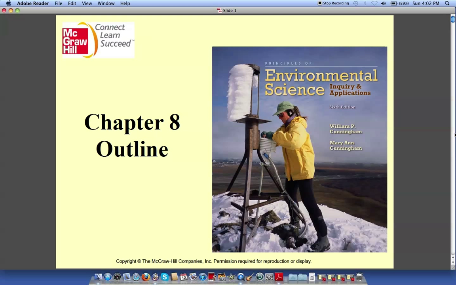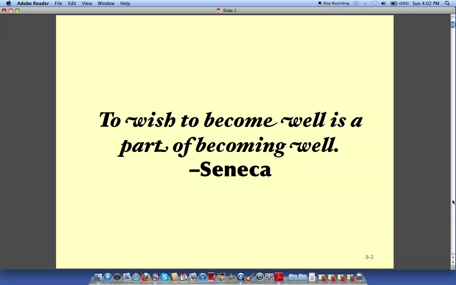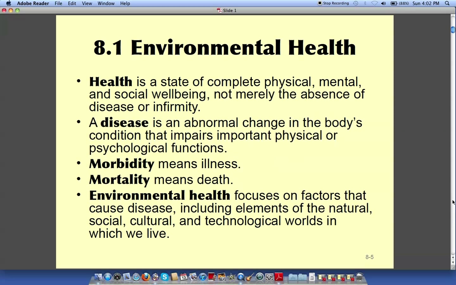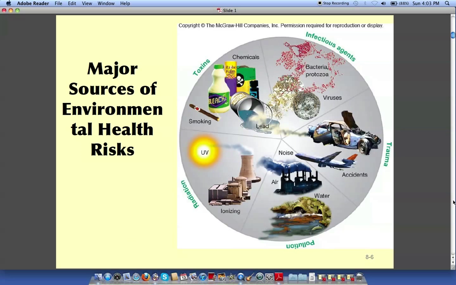And just like the rest of the chapters in this book, quite interesting. It's going to talk about health, not only body health, but we're talking also about the environmental health. Well, we'll just begin and we'll see.